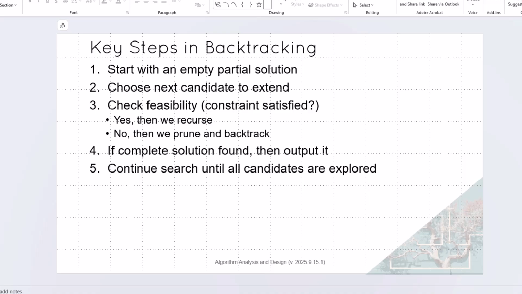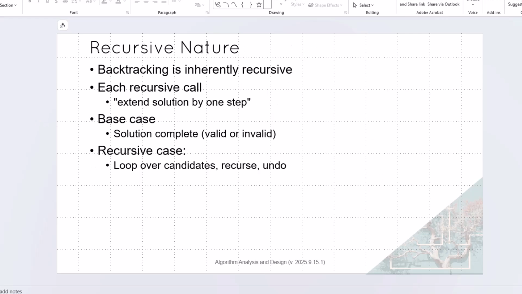Otherwise, if it's not feasible, then we prune that entire subtree, which could be a single node or it could be thousands of nodes. We don't know. And then we backtrack. If the complete solution is found, then we output it, but we continue search until all candidates are explored. Recursive note: backtracking is inherently recursive. Each recursive call extends the solution by one step.